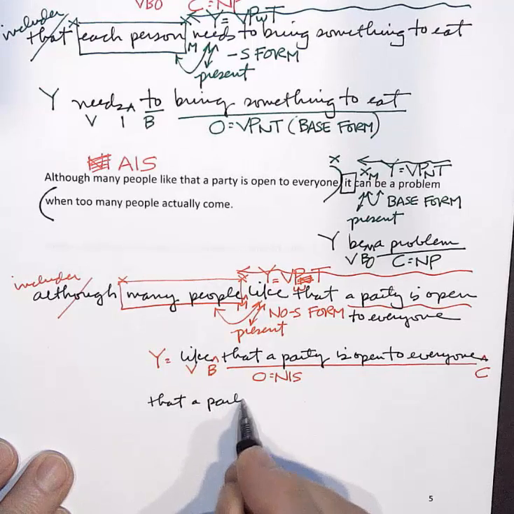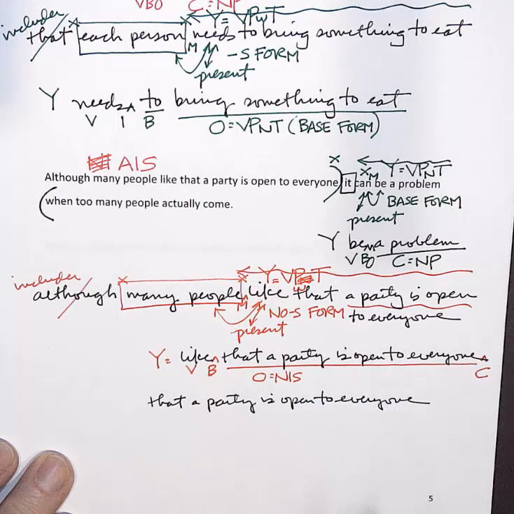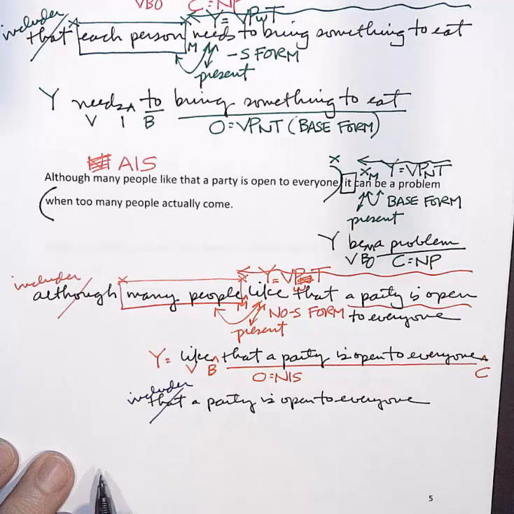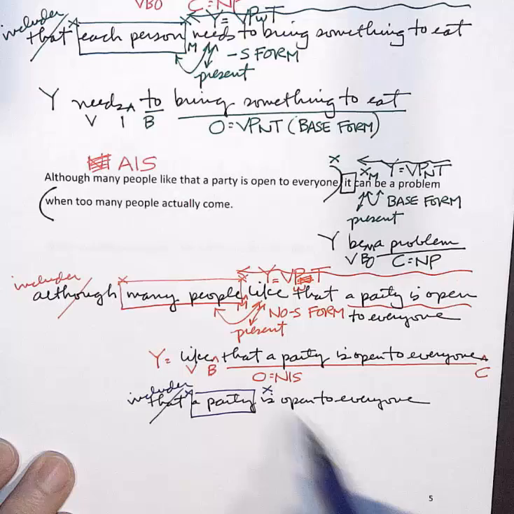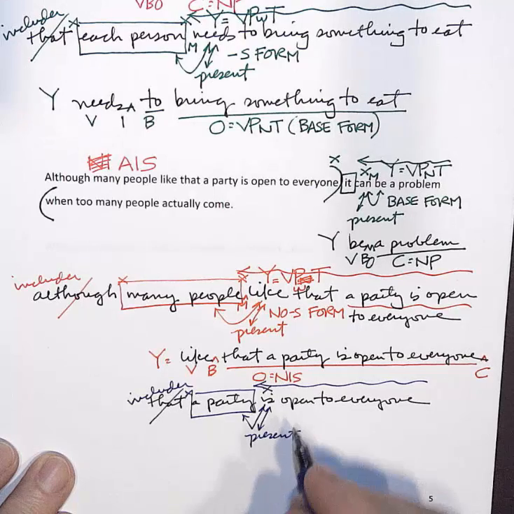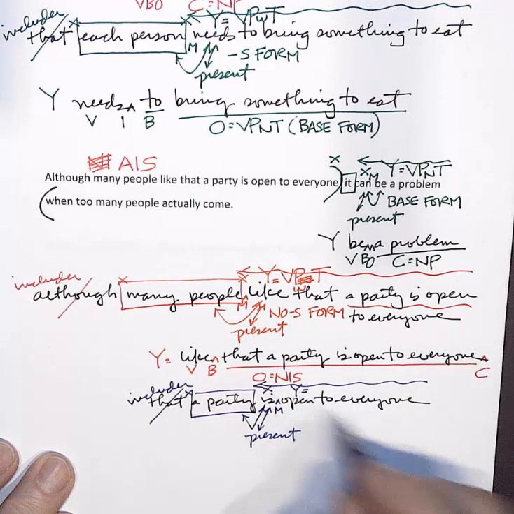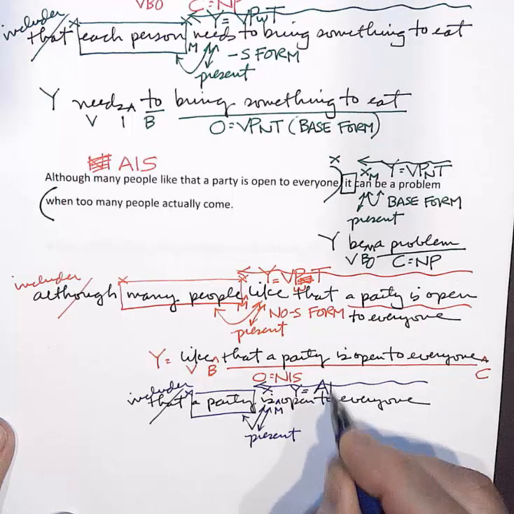That a party is open to everyone. The includer, that. Is the X word, is a party. Is ties with the party. Is ties with the present. The M place is here. Open to everyone is Y. We have to decide what the head is here, and I think the head is open. Very open. Open is an adjective. This is an adjective phrase.